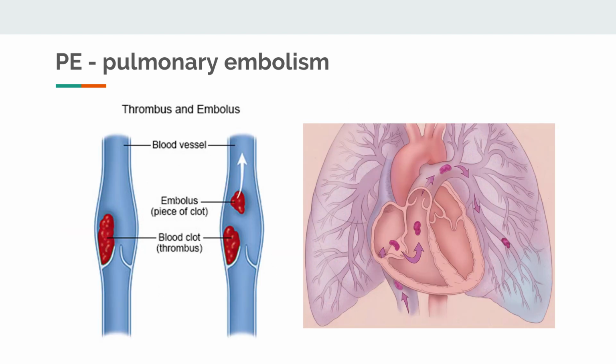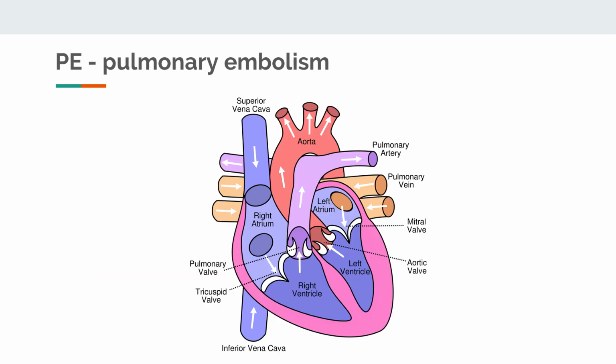A thromboembolus, or a piece of a blood clot that breaks off and becomes mobile, is typically what we see in a pulmonary embolism. Let's review the flow of blood through the heart. Venous blood enters the heart into the right atrium via the superior and inferior vena cava. It then gets pumped to the right ventricle, which pumps the blood through the pulmonary arteries and into the lungs.